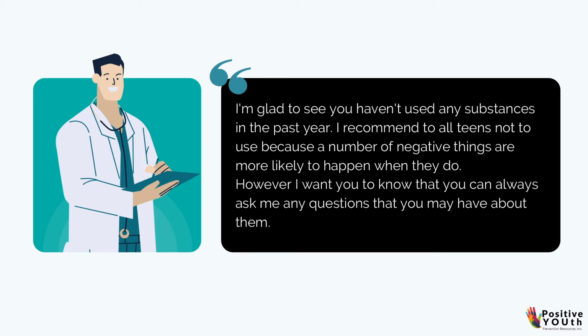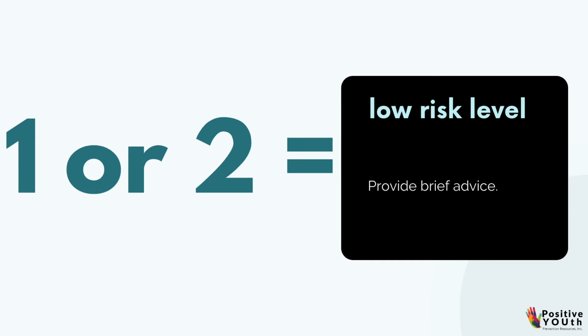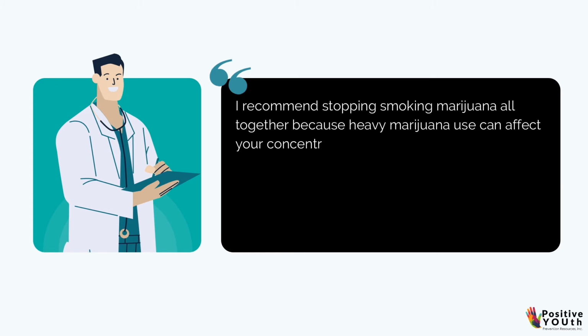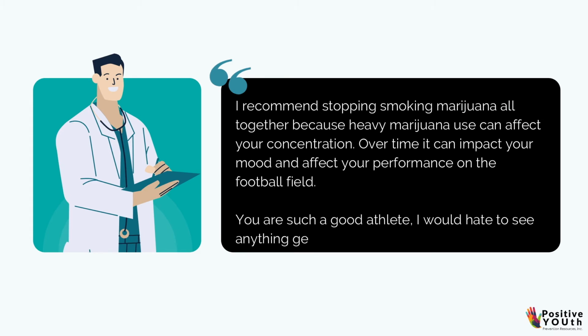If the patient scores a 1 or 2 and is at the low risk level, provide brief advice. An example of brief advice would be, "I recommend stopping smoking marijuana altogether because heavy marijuana use can affect your concentration. Over time, it can impact your mood and affect your performance on the football field. You are such a good athlete. I would hate to see anything get in the way of your future."